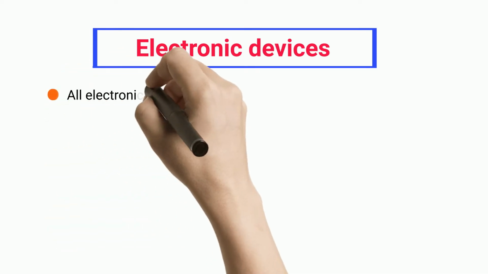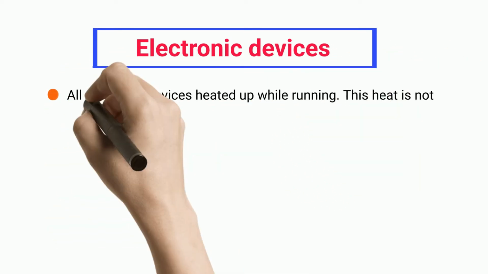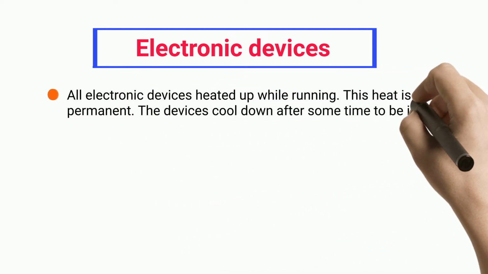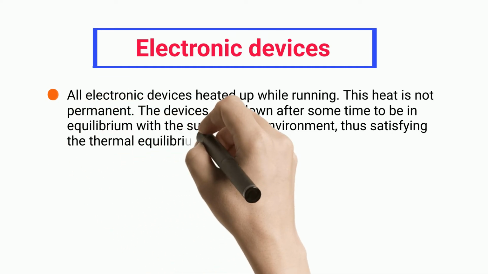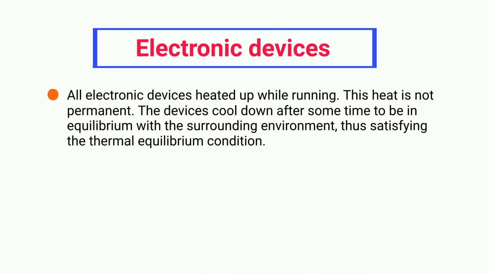Electronic devices. All electronic devices heat up while running. This heat is not permanent. The devices cool down after some time to be in equilibrium with the surrounding environment, thus satisfying the thermal equilibrium condition.